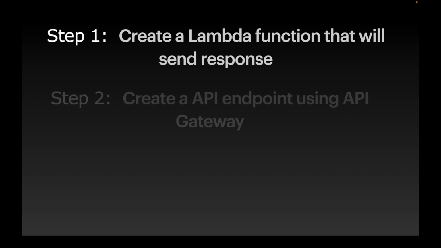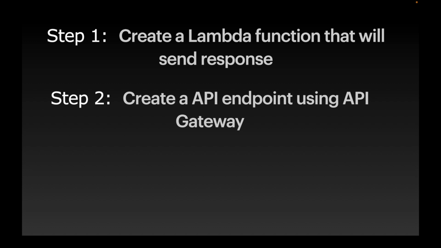And the second thing is you have to create an API endpoint. In AWS there is a service called API Gateway, and using that you can create an API endpoint. In that you can add some methods, like GET or POST methods, to define how the API endpoint should react whenever it sees a GET method or POST method or any other methods. So the second thing is you have to create an API endpoint.